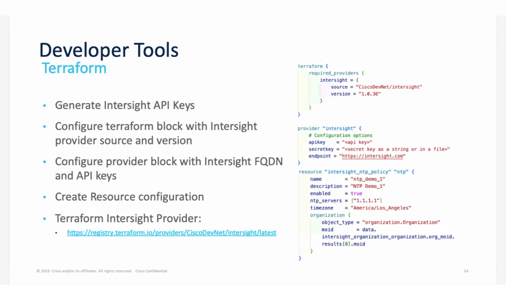In the screenshot at the top, we can see the Terraform block where we specify the Intersight provider. Then we are passing the provider specific information in the provider block at the center, where we are entering the Intersight URL, the API key, and the secret key. And then finally, at the bottom, we are defining an NTP resource with the needed configuration, like the name, description, enabled NTP servers, and all that stuff.